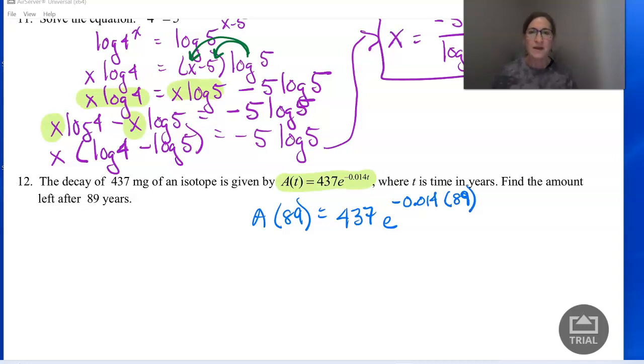Okay? So that is going to give us, when I put it into my calculator, 125.70 milligrams. All right. So it's really just a plug and chug for that last one.